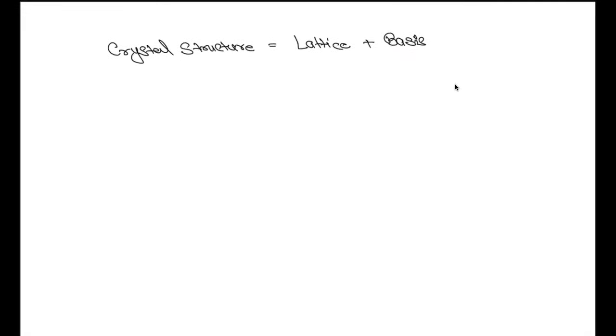Now, let me write about the crystal structure. You will get to know the difference as well. Crystal structure is basically lattice plus basis. Crystal structure is basically lattice plus basis.